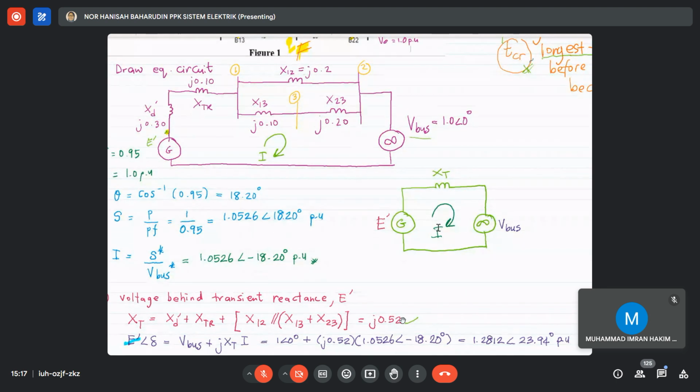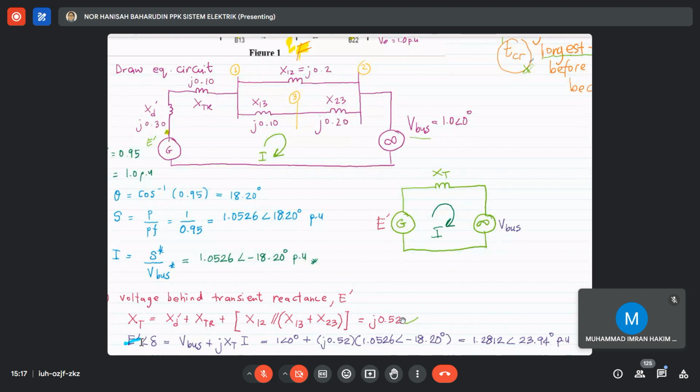Okay, once I get the current, you know all these: XD prime plus the transformer reactance plus this parallel transmission line reactance can be simplified as the total transfer reactance, which is XT. How to calculate that one? You know that this transient axis reactance and transformer reactance are in series, plus this, and it is also in series with the parallel reactance of these transmission lines. So you can calculate and get J0.52, the transfer reactance.